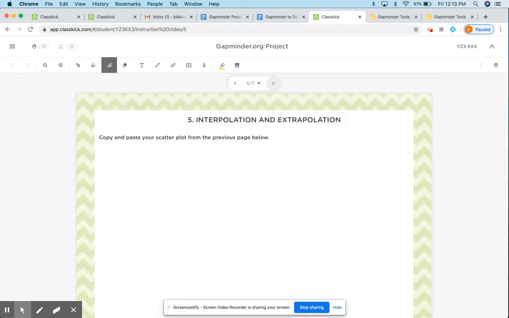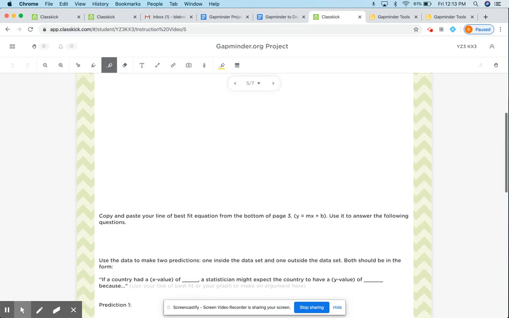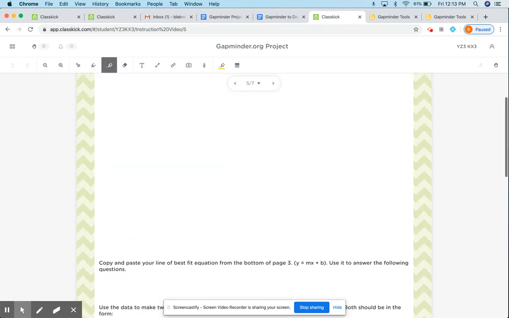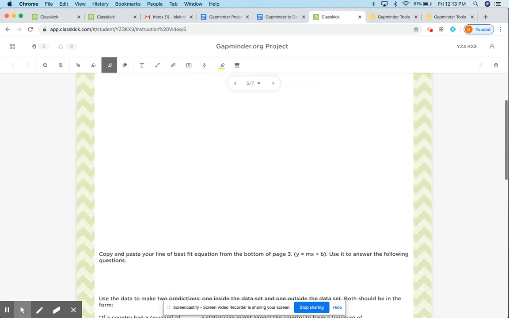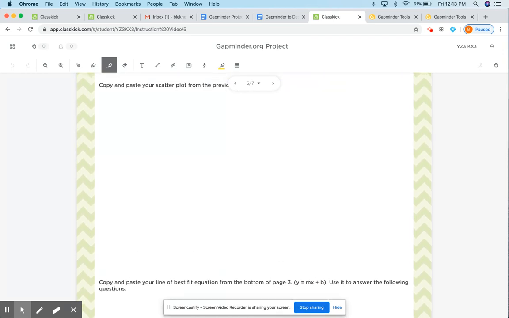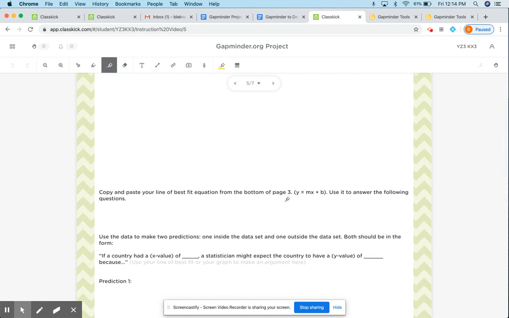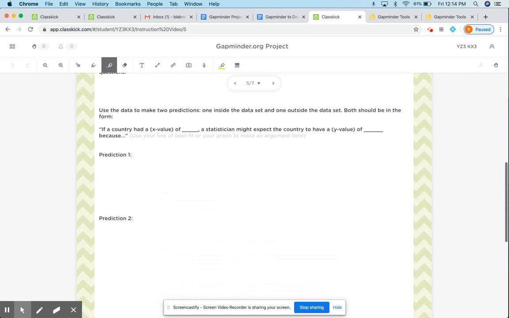Again, copy and pasting the scatter plot, you're going to do some interpolation and extrapolation. So you're going to pick a point that is important to you, and you're going to make a prediction from your data. You'll copy and paste your line of best fit equation, and then you'll answer the following questions. Use the data to make 2 predictions, one that's inside the data set and one that's outside the data set. Both should be in the form, if a country had an X value of blank, a statistician might expect the country to have a Y value of blank because, and you're going to make an argument here.